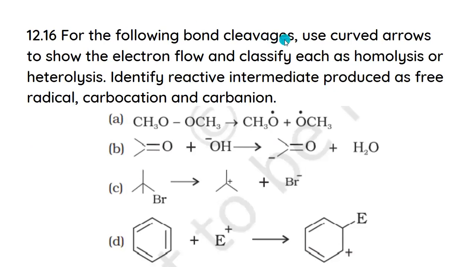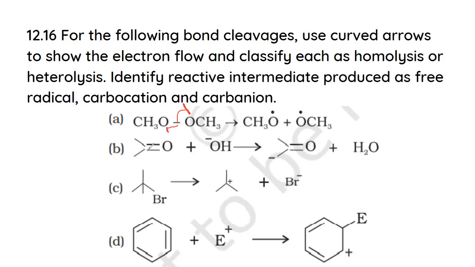For the following bond cleavages, use curved arrows to show the electron flow and classify each as homolysis or heterolysis, and identify the reactive intermediate produced as free radicals, carbocation and carbanion. So in the first case, you have a free radical being formed, and free radicals are formed by homolysis. So here you'll have a half-headed arrow. Here also you have a half-headed arrow.